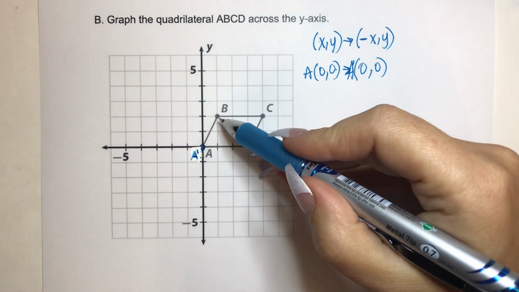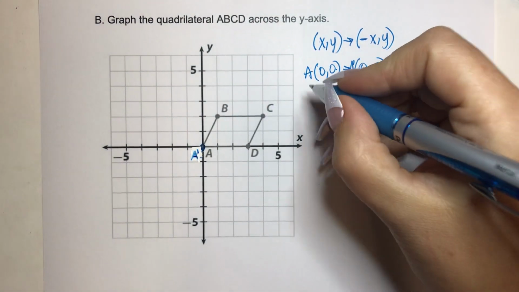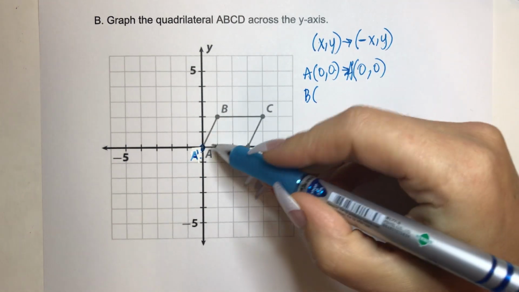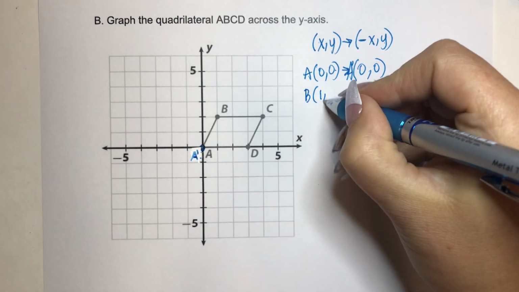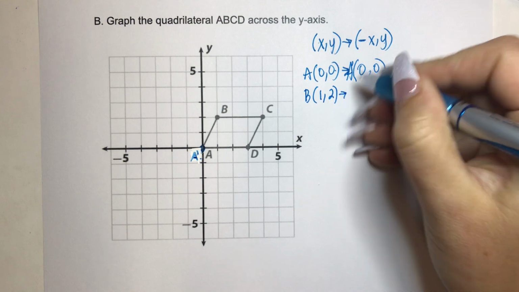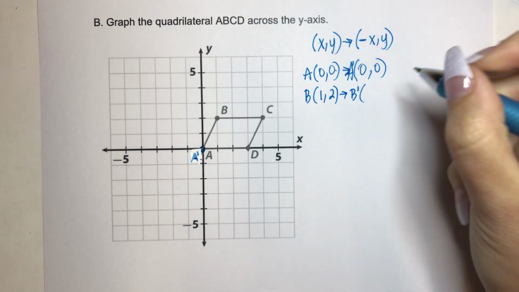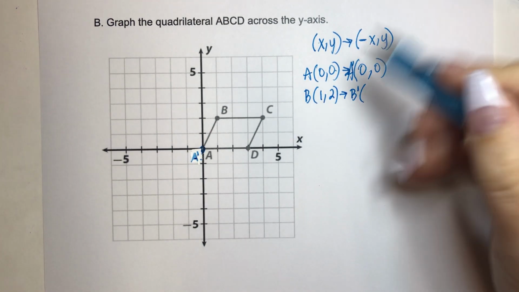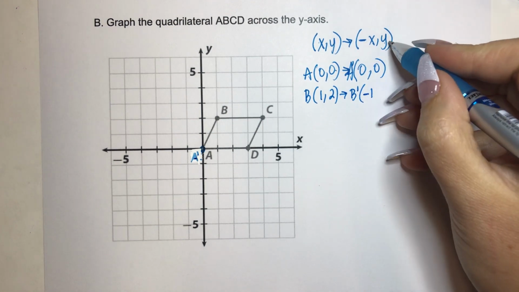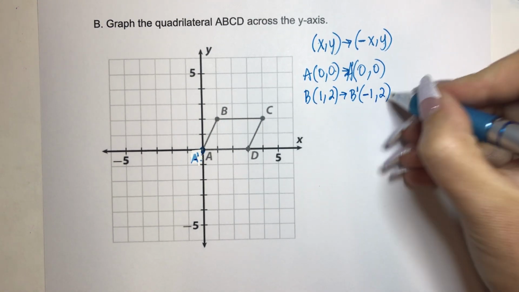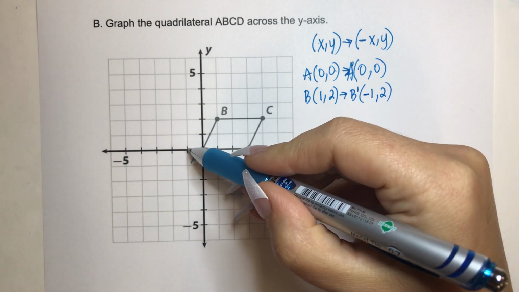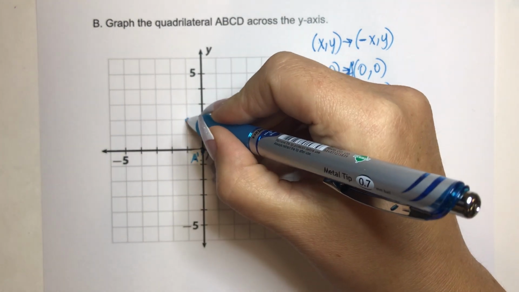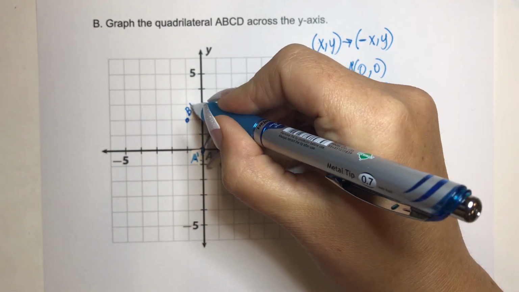Okay, let's go on to B. So B is right here, and it is the point 1, 2. And that's going to go to B prime, where the x becomes negative, so it becomes negative 1, and the y is the same. It's 2. So negative 1, 2, that ends up being B prime.